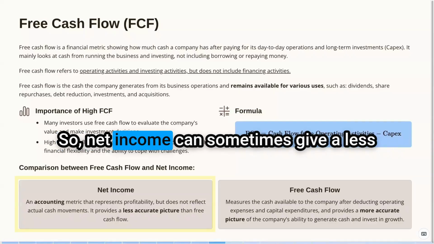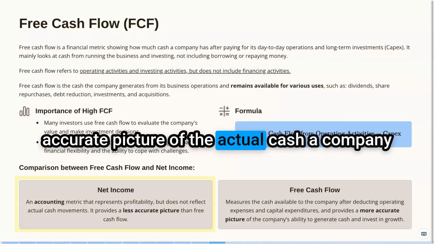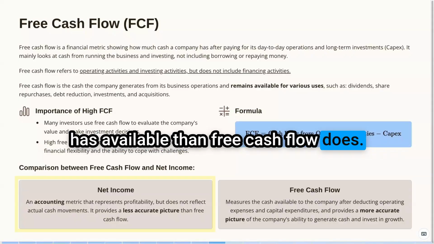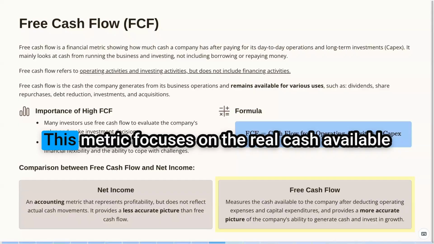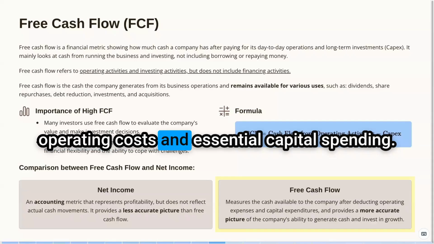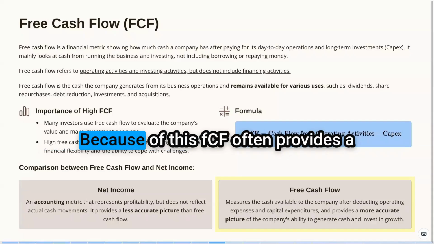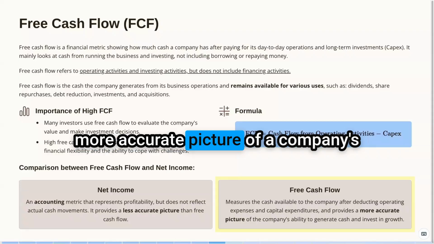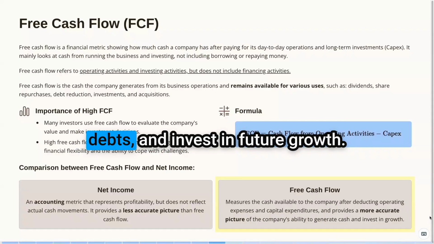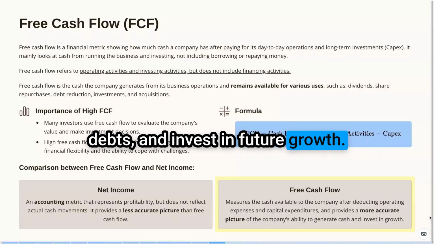So, net income can sometimes give a less accurate picture of the actual cash a company has available than free cash flow does. Free cash flow, this metric focuses on the real cash available to the company after it has covered its operating costs and essential capital spending. Because of this, FCF often provides a more accurate picture of a company's true ability to generate cash, pay its debts, and invest in future growth.